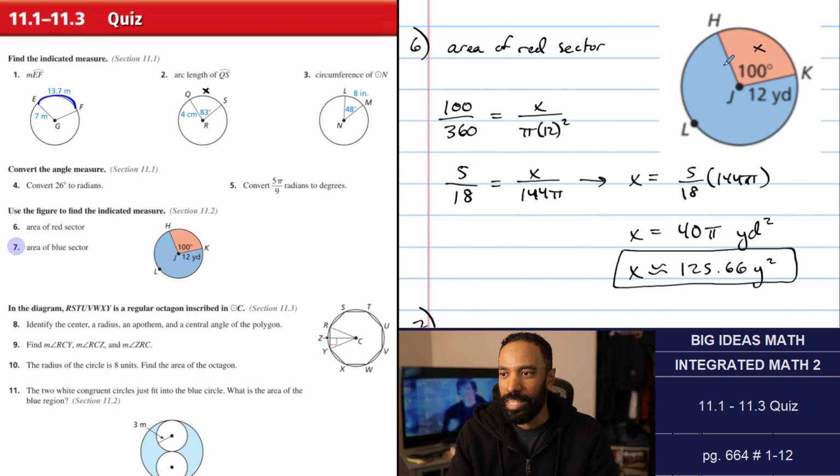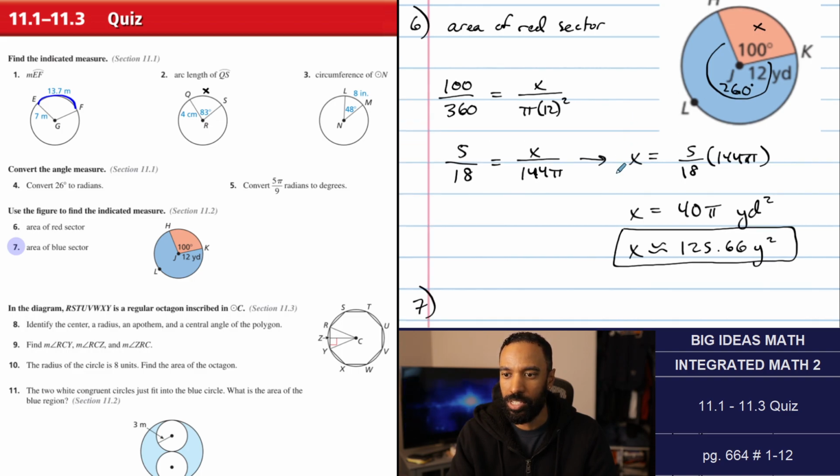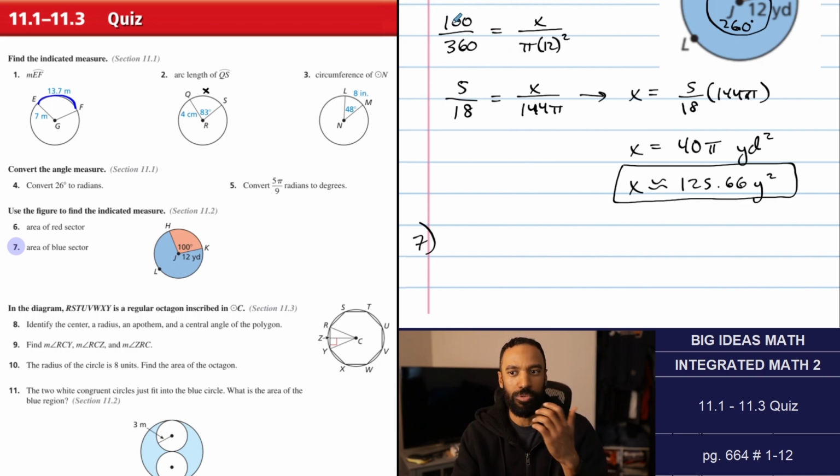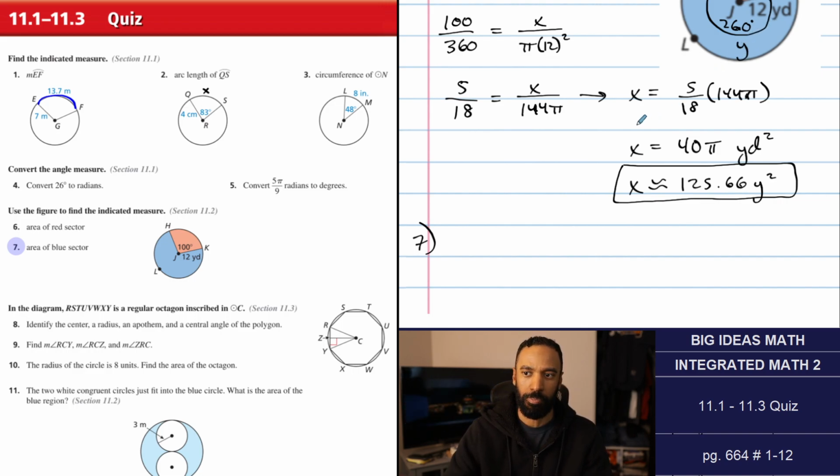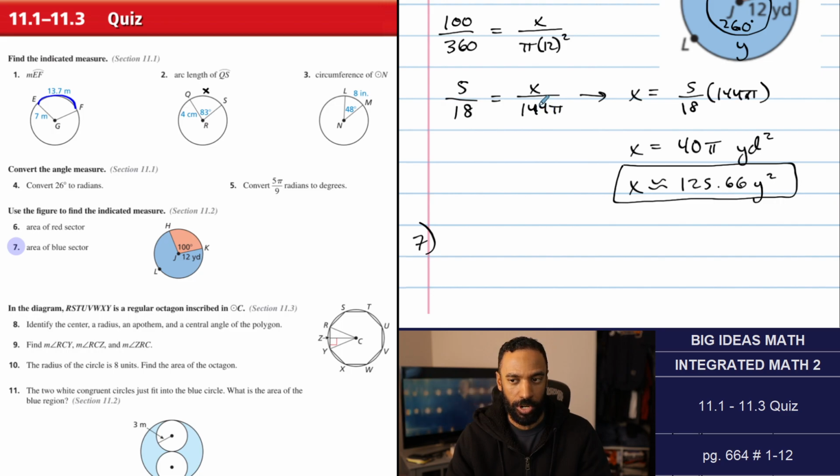You are using this central angle now, which would be 260 degrees, as 360 minus 100 gives you the 260. So it's the same idea of proportion. Whatever 260 out of 360 is, if I called it Y, your area of this blue sector would be out of your area of your entire circle.